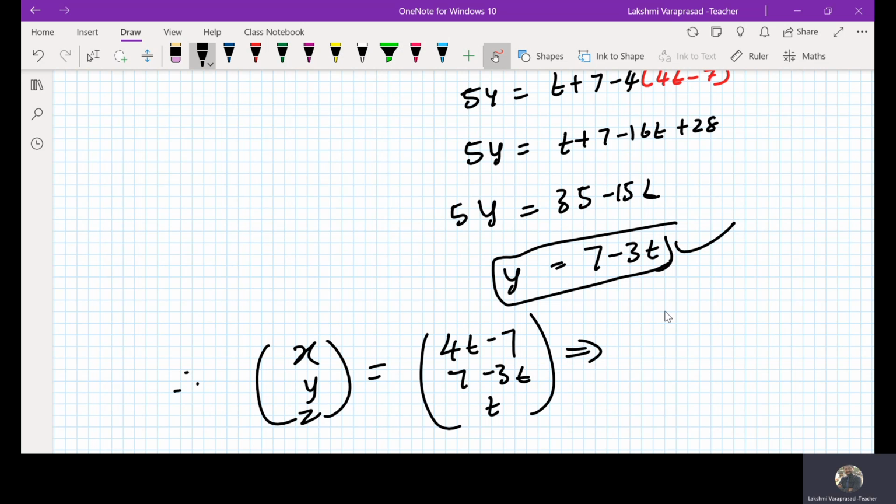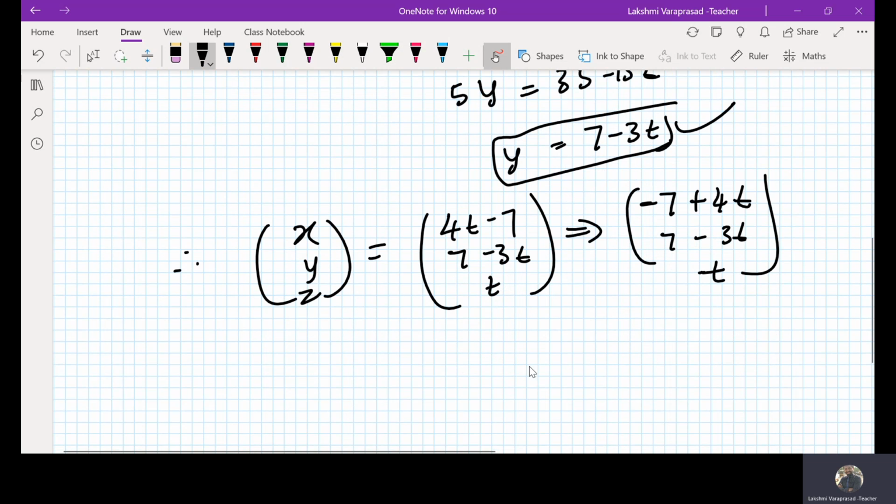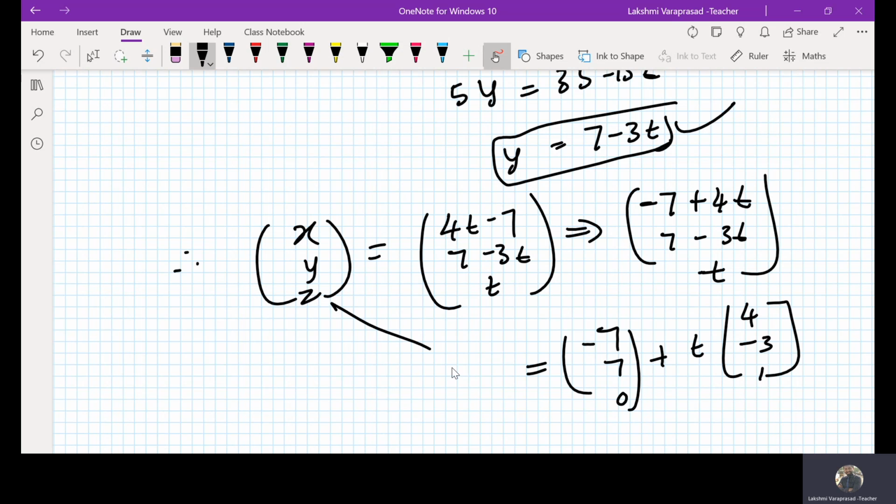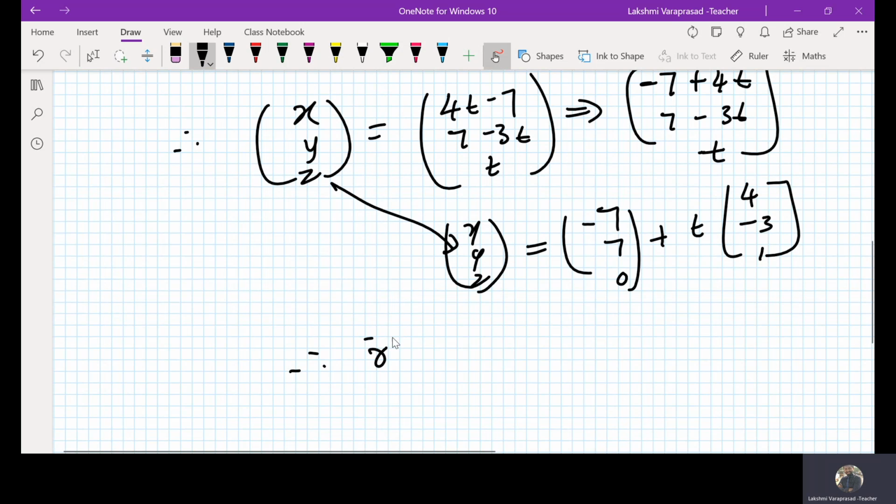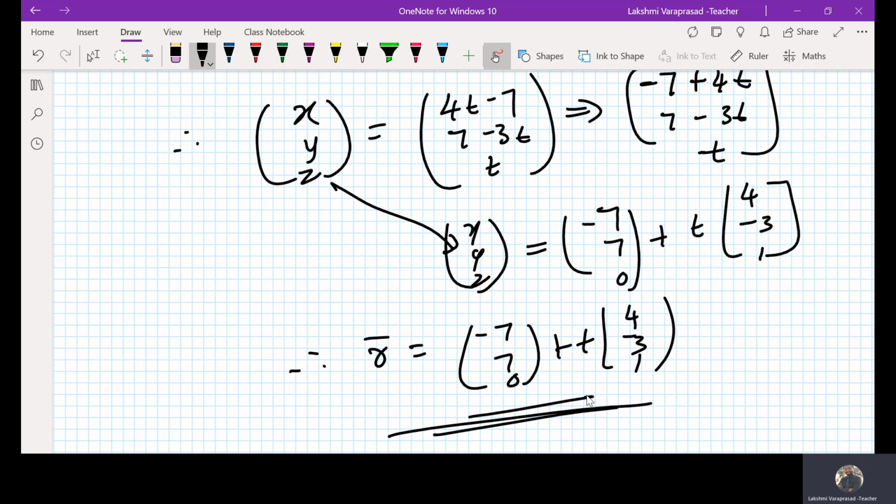Now I am writing this in terms of vectors. Let me write it another way, keeping all the t terms on one side so that it becomes easy. So it's minus 7, 7, 0, plus t times 4, minus 3, 1. That is nothing but x, y, z. Therefore, r bar is equal to minus 7, 7, 0, plus t times 4, minus 3, 1. This is called the vector line equation.